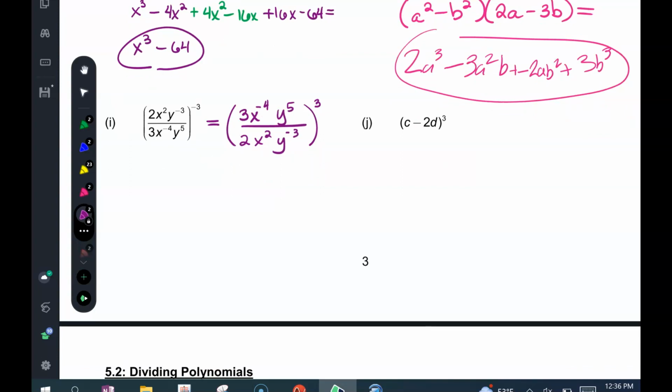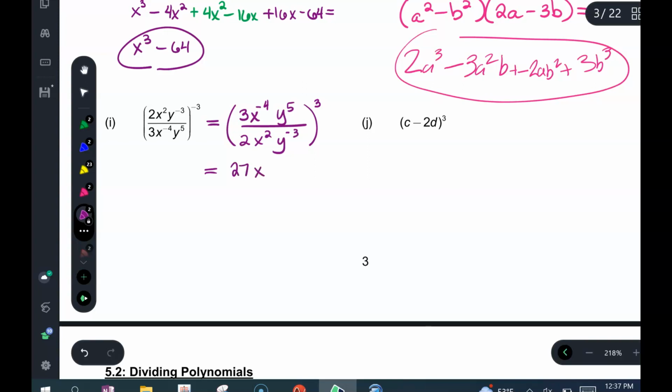Okay, what would we do from here? Anybody have a suggestion? Distribute. Do you want to distribute and then simplify, or simplify and then distribute? It doesn't matter. I think we simplify first. It doesn't matter.